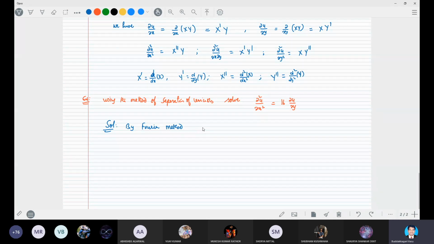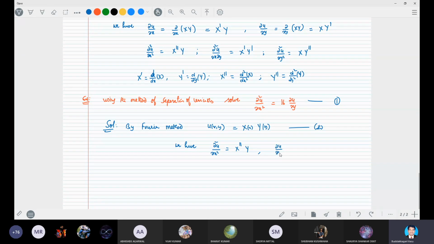So the solution will be u of x comma y is equal to capital X of x into capital Y of y. Say this is equation 1. Here we have two derivatives only. Dou square u by dou x square is equal to X double dash into Y, and dou u by dou y is equal to X into Y dash. Now we use these two derivatives in the given equation.